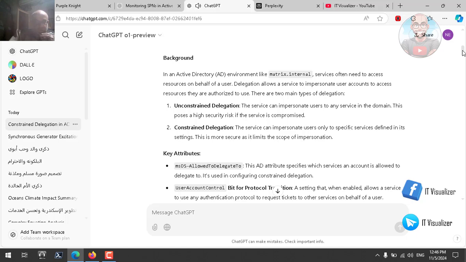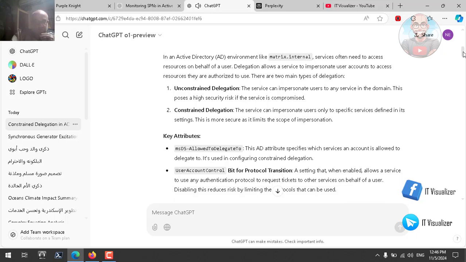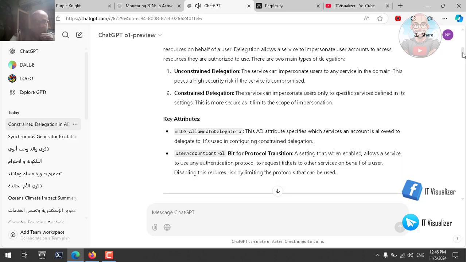There are two main types of delegation. 1. Unconstrained delegation: the service can impersonate users to any service in the domain. This poses a high security risk if the service is compromised. 2. Constrained delegation: the service can impersonate users only to specific services defined in its settings. This is more secure as it limits the scope of impersonation. Key attributes: msDS-AllowedToDelegateTo. This AD attribute specifies which services an account is allowed to delegate to.